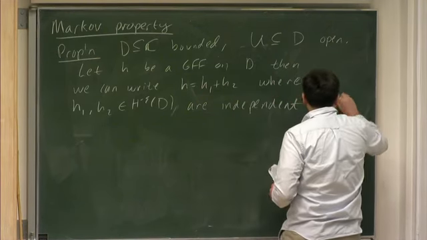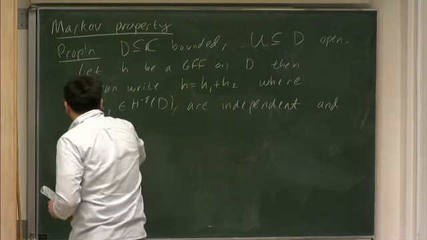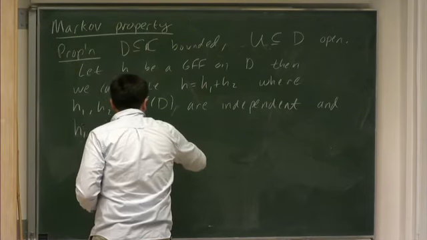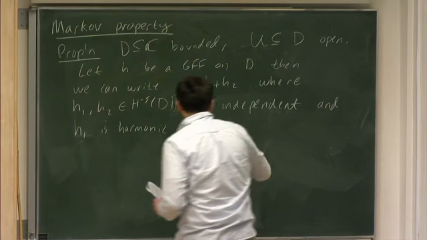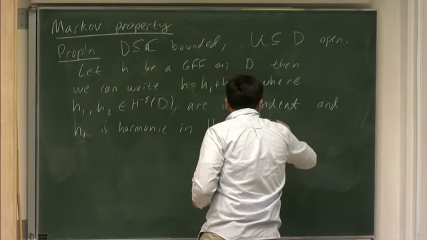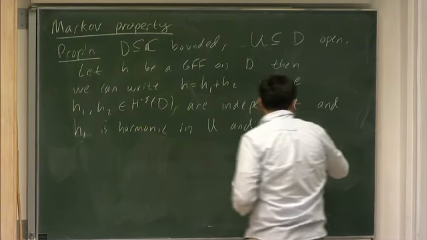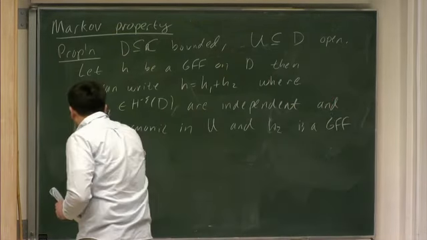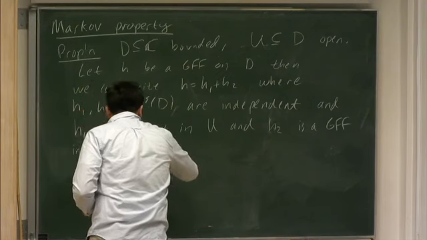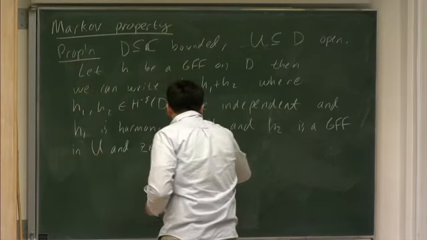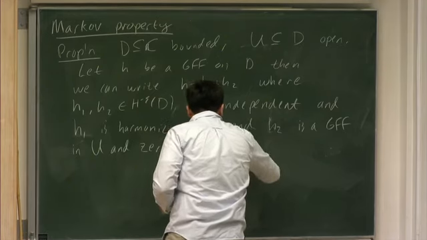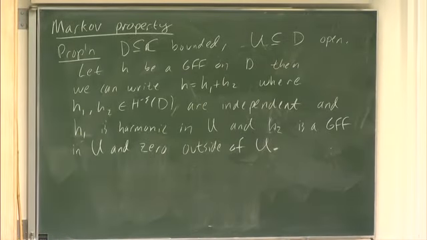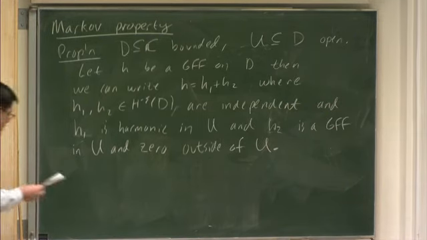And H1 is going to be harmonic inside of U, and H2 is just a Gaussian free field in U, and just to emphasize, it's 0 outside of U. Okay, so this is the statement of the Markov property for the Gaussian free field.